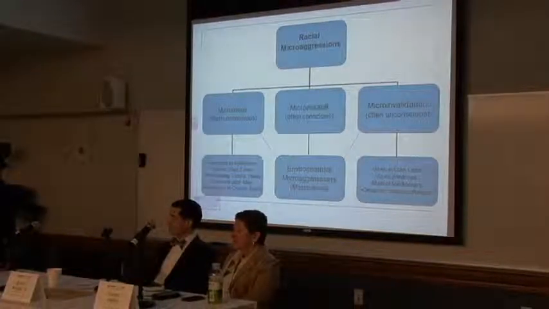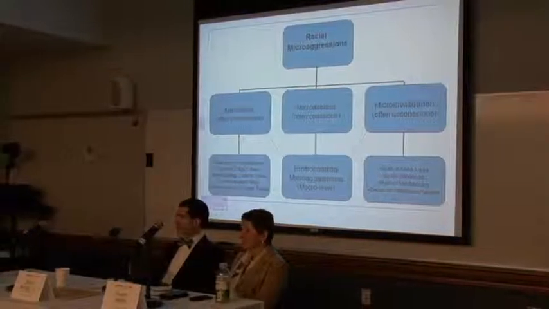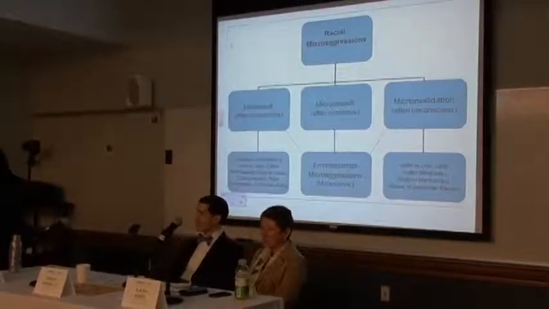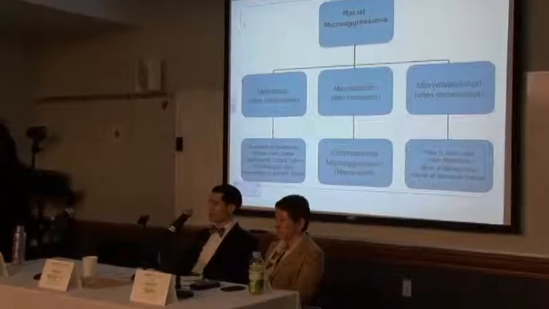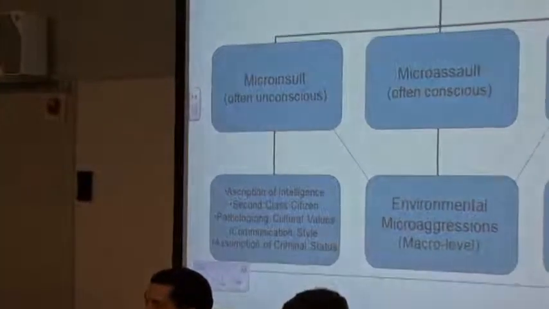And so there are 3 different categories of microaggressions. First is micro-insults. And a micro-insult is a behavior or verbal remark or comment that really conveys rudeness, insensitivity, or demeans a person's racial heritage or social identity.